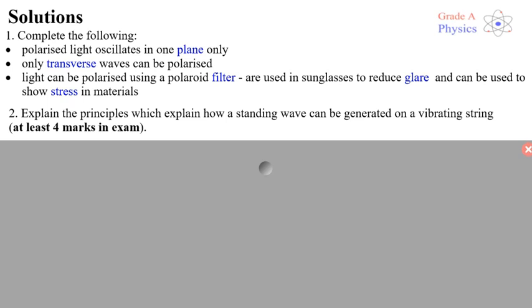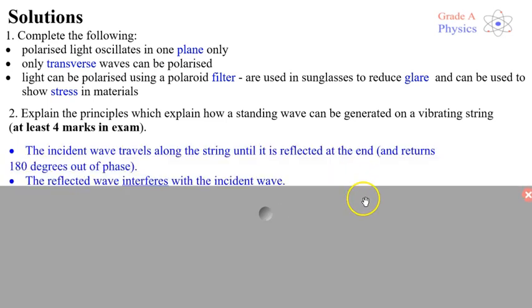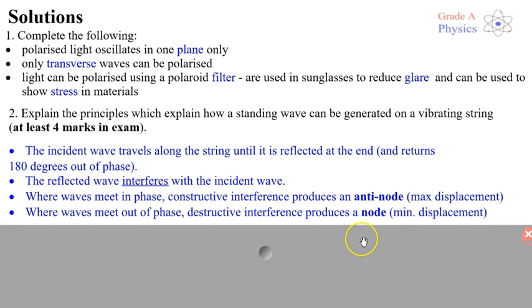Only transverse waves can be polarized, and typically we're referring to Polaroid filters, and they're used in sunglasses to reduce glare, and there's other applications as well, such as looking at stress in materials.